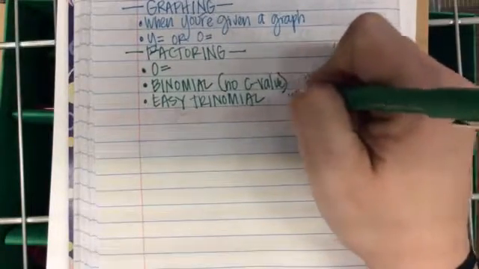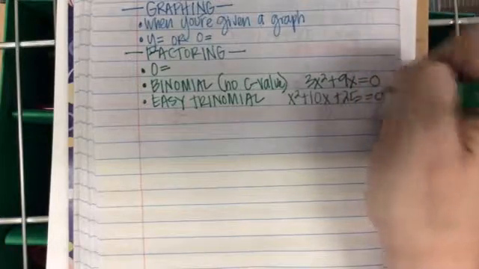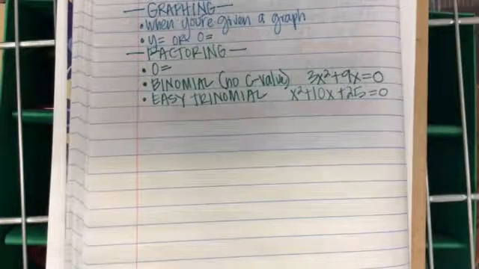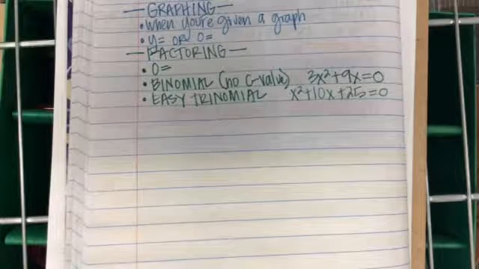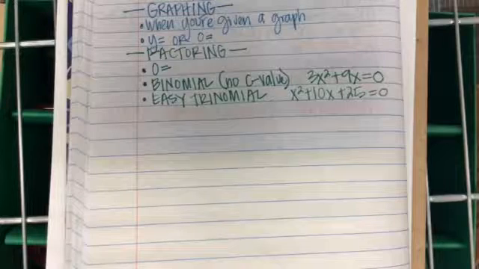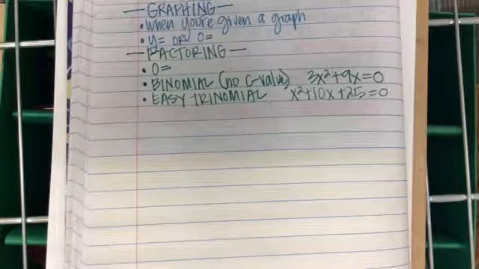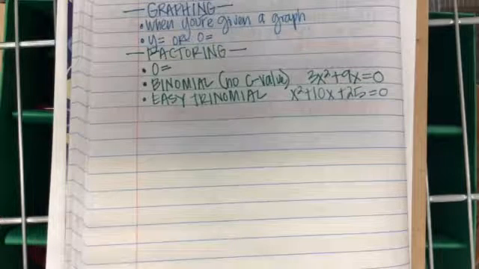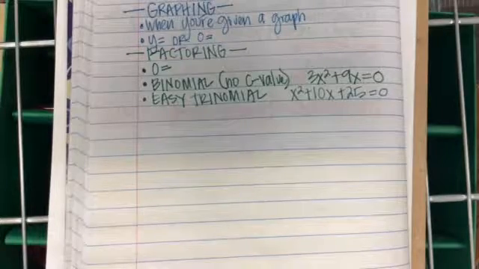Like x squared plus 10x plus 25 equals 0. What are the factors of x squared plus 10x plus 25? X plus 5, x plus 5. Factors of 25 that have a sum of 10?